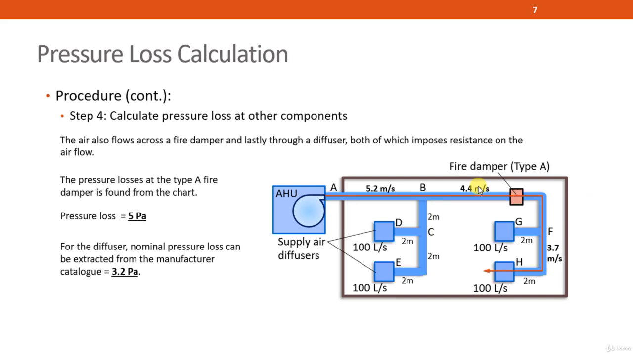And we have two more components. One is the fire damper, the other one is the air diffuser. For these two components, we cannot use half K rho V square. Let's say we don't know what is the K value, but we have the manufacturer chart to help us get the pressure losses. Let me refer back to the charts that we have gone through before and see how to get these two values, which is 5 Pascal and 3.2 Pascal.